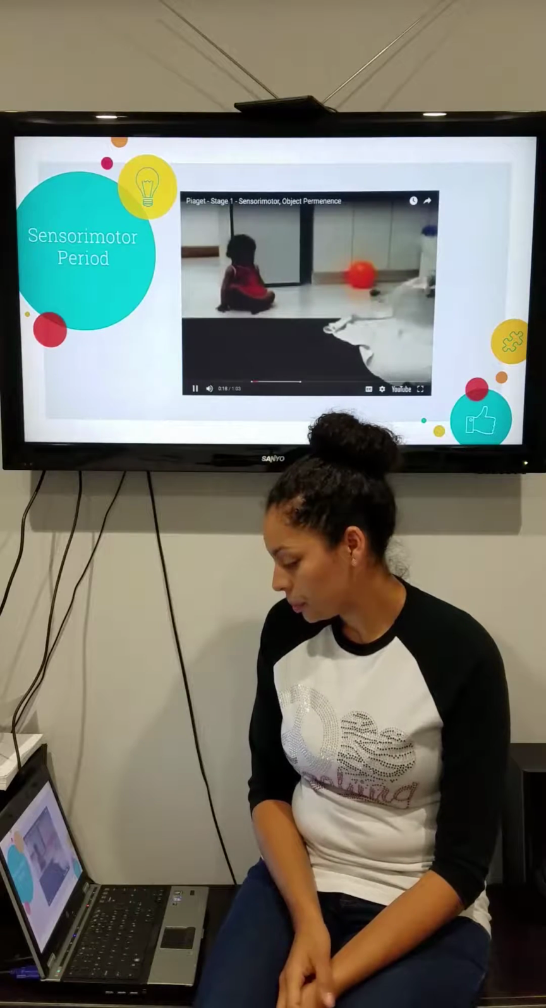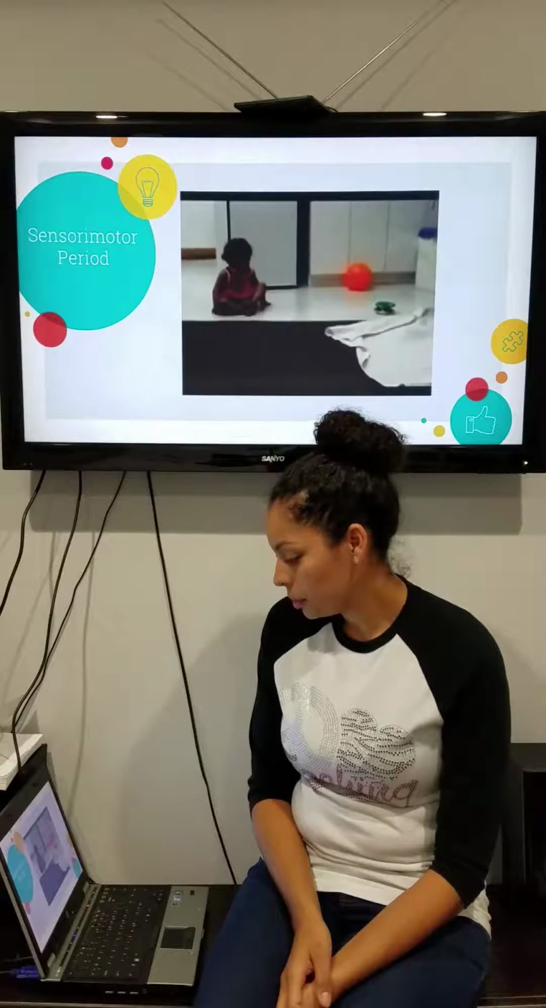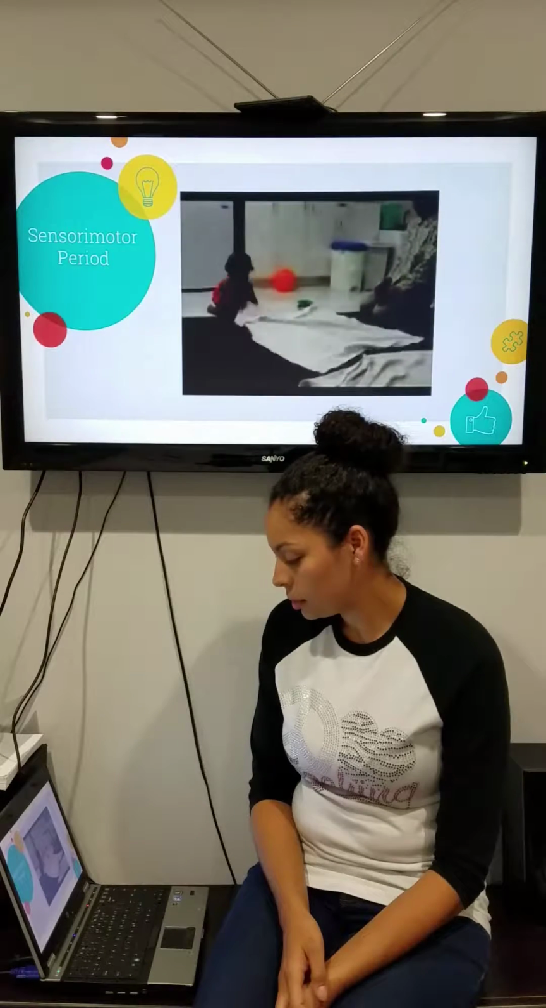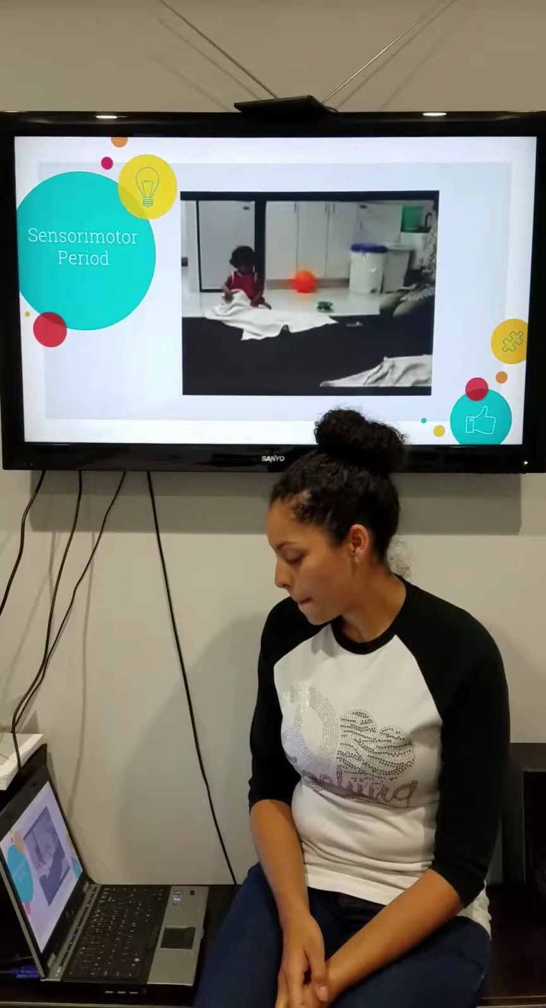During their first year, however, infants will learn an important concept: object permanence. Everything has a life of its own, even if it is out of sight.